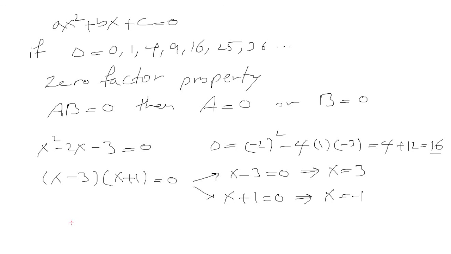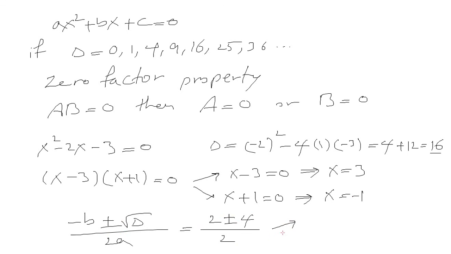Of course. The quadratic formula says the solutions are negative b plus minus the square root of delta over 2a. And in this problem it would be 2 plus minus radical 16, which is 4, over 2a, or 2. That would give me the same solutions. 2 plus 4, 6 over 2, is 3, and 2 minus 4, minus 2 over 2, is minus 1. That would also give me the same solutions. So for this problem, you can either use the quadratic formula or factoring.